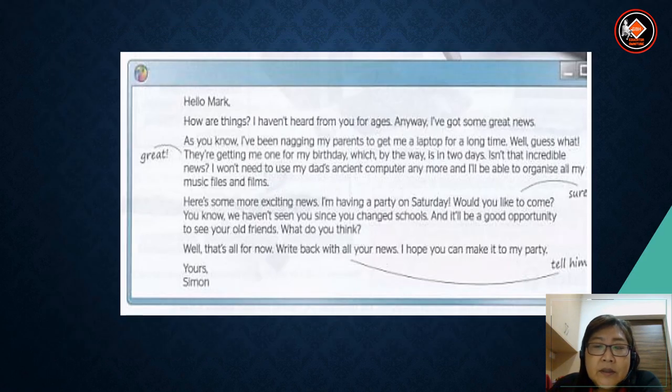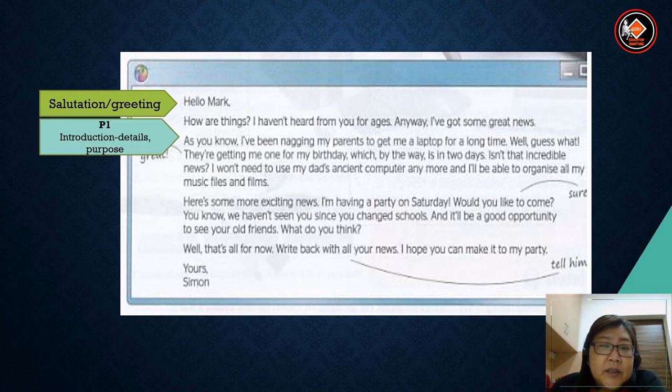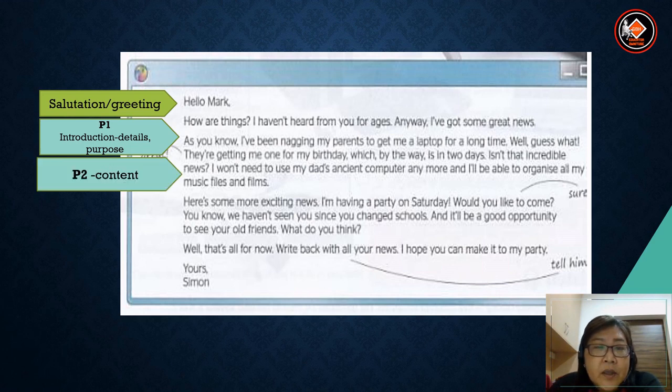Here is an example from the textbook. Let's look at the example now. Okay, we have the greeting or salutation. Hello, Mark. And then you have paragraph 1, where you write the introduction with details and the purpose. How are things? I haven't heard from you for ages. Anyway, I've got some great news. So this is your first paragraph. And then you can write paragraph 2 and also paragraph 3.